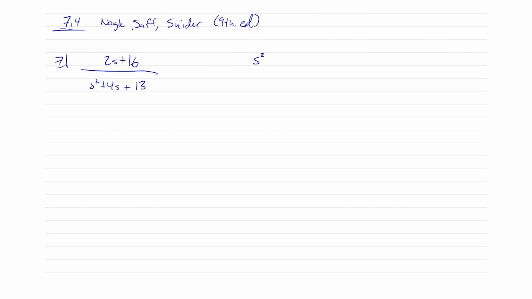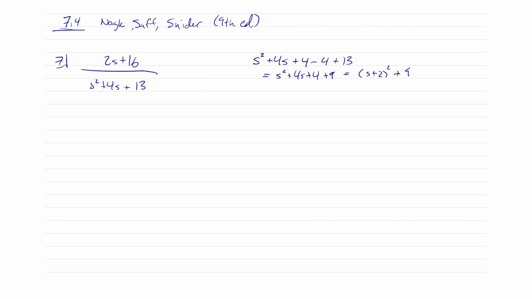So if we take s squared plus 4s, and if I want to complete this square, then I need to add b over 2 squared. So I'm going to add 2 squared, so that's 4. I'm going to subtract 4, and then we still have 13. And so ultimately what that gives us is s squared plus 4s plus 4 plus 9. That's no coincidence. That's a perfect square. And so you have s plus 2 squared plus 9. Okay, so this is an irreducible quadratic.